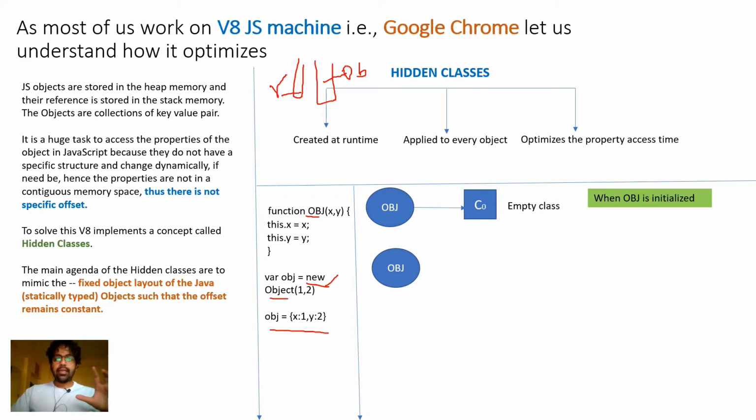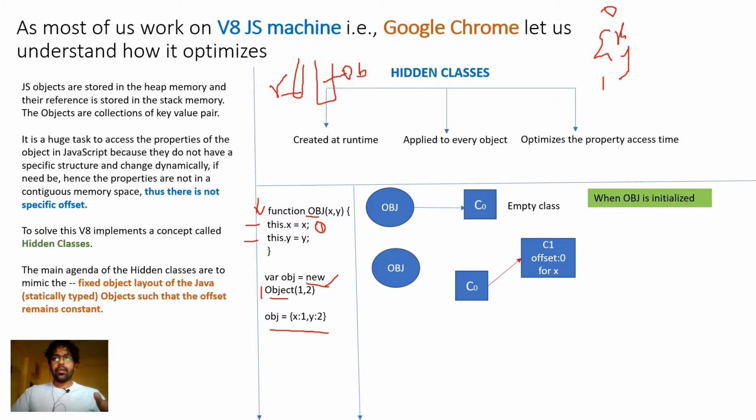As this particular function is executed, it will go inside, and these lines will be executed one after another. First, when this line gets executed, another class C1 is created, which is a transition from the C0 class, and the offset of X becomes 0. For example, if there is an object with X and Y, the offset of X will be 0 and the offset of Y will be 1. So the offset is 0 and X is added to the object.